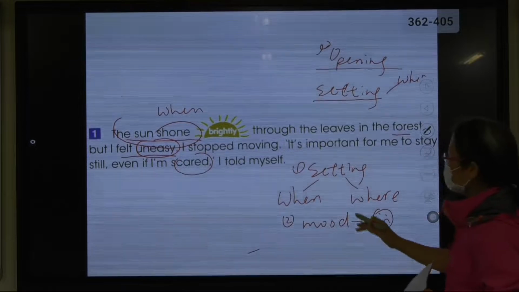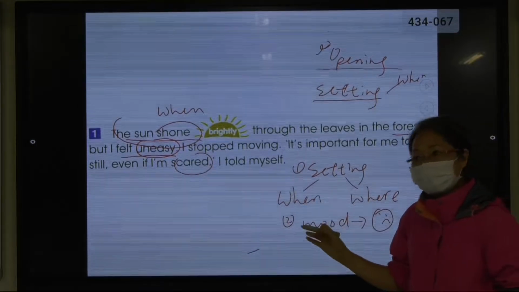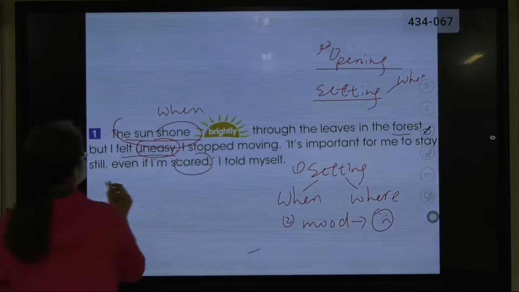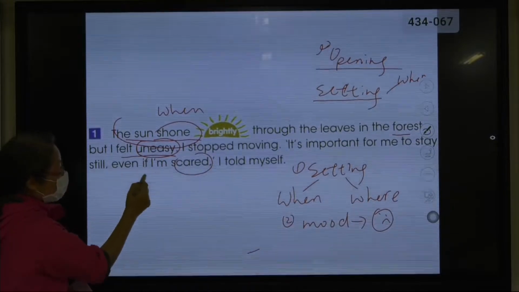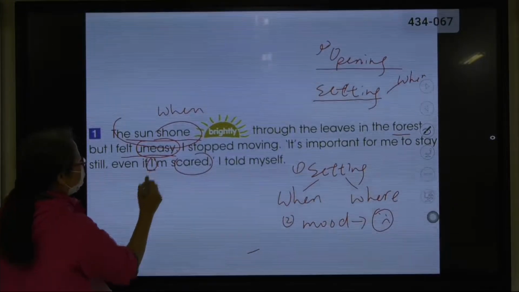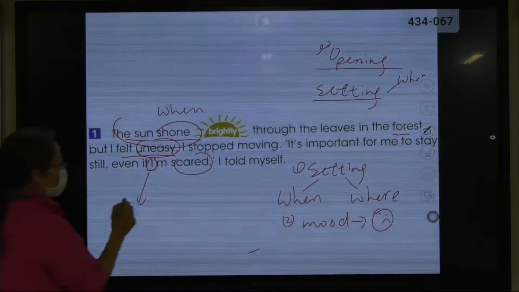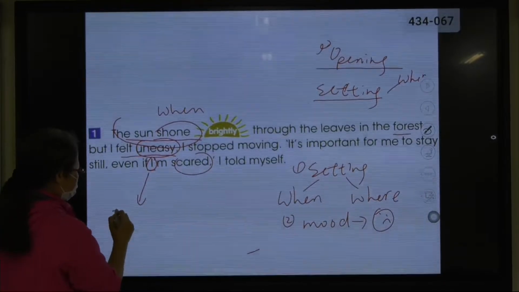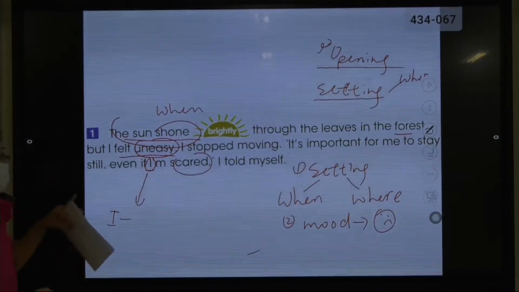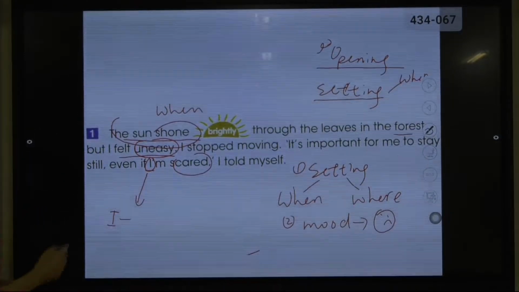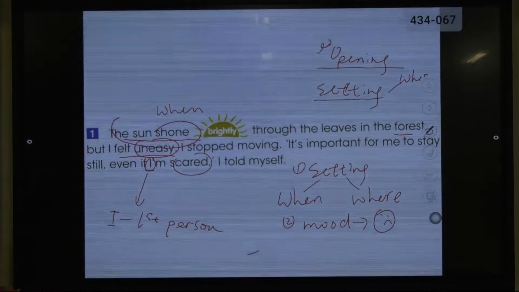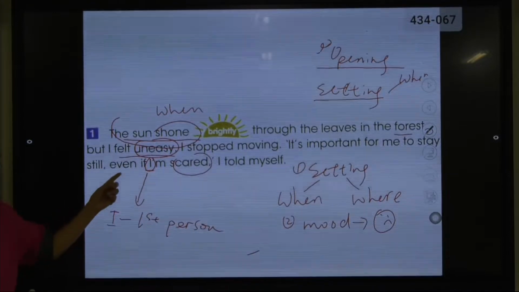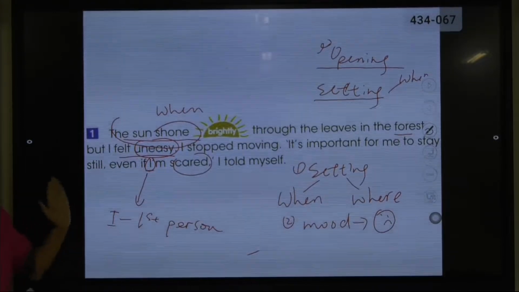And also, how about the character? Who is the character in this story? Let's see. Okay, I, here. So the character here is I. In this story, we use the first person point of view. I refers to what? The ghost bear. Okay?